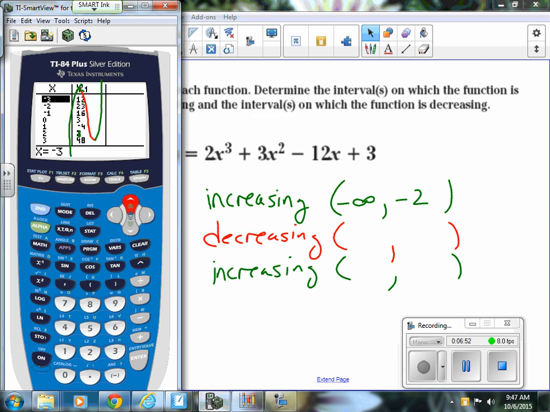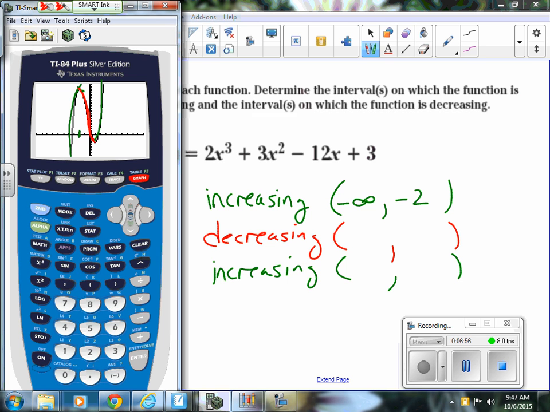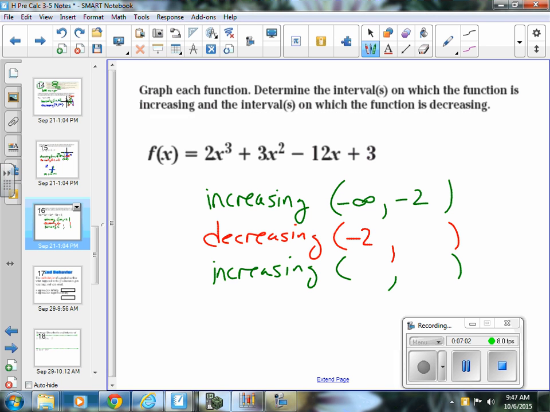All right, and then let's go back to the graph, and it looks like it's going to be decreasing all the way to here, which I'm thinking is an x value of 1, and you can check that on tracing. So starting at -2 all the way to +1, it is decreasing.